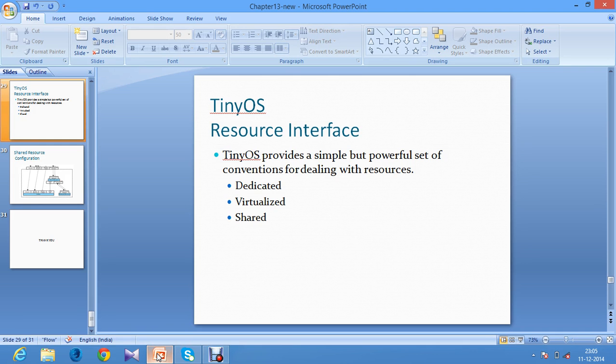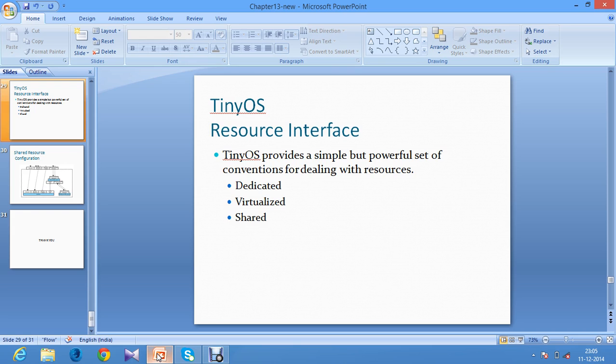The second one is virtualized. Every client of a virtualized resource interacts with it as if it were being multiplexed on top of a single underlying resource. The virtual abstraction may be used when the underlying resources need not be protected by mutual exclusion. An example of this virtualized abstraction is a clock or timer.